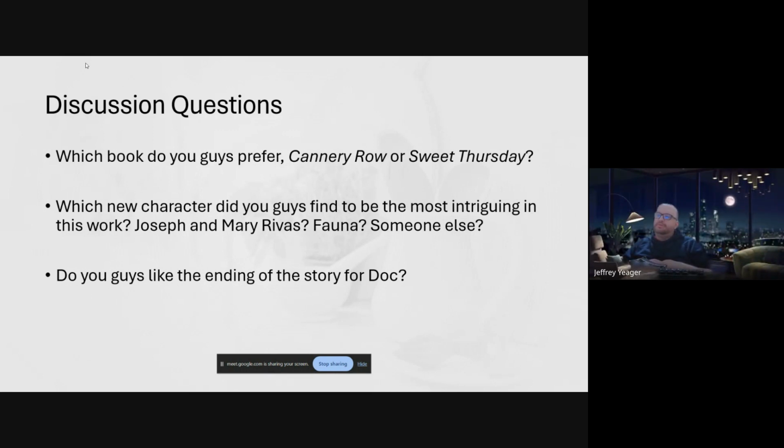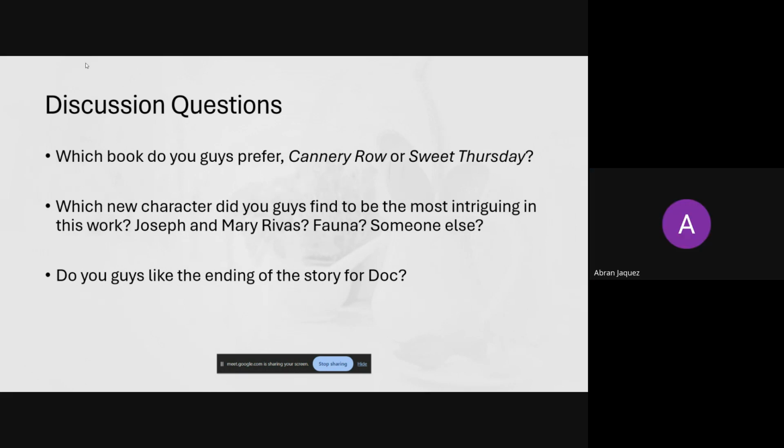I don't have a preference over the two. I like them both. I can't really pick one. I don't know. Sweet Thursday kept growing. Yeah, for me it'd be Cannery Row. I mean, you can't beat the original. It's just how it is, like with songs. Usually the original singer's version is kind of better.